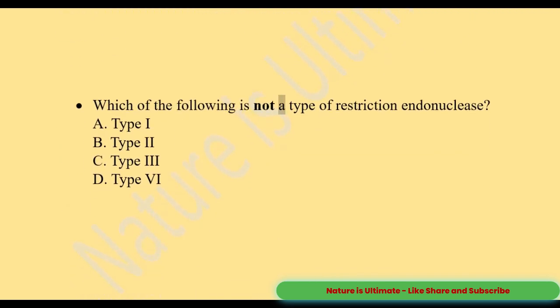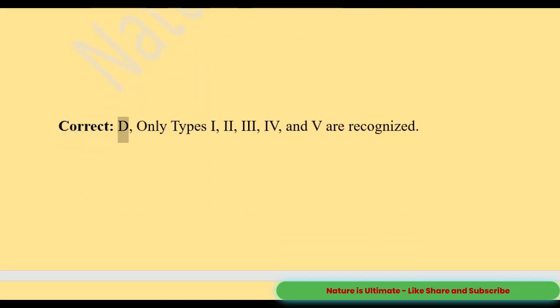Which of the following is not a type of restriction endonuclease? A. Type I. B. Type 2. C. Type 3. D. Type 6. Correct: D. Only types I, 2, 3, 4, and 5 are recognized.